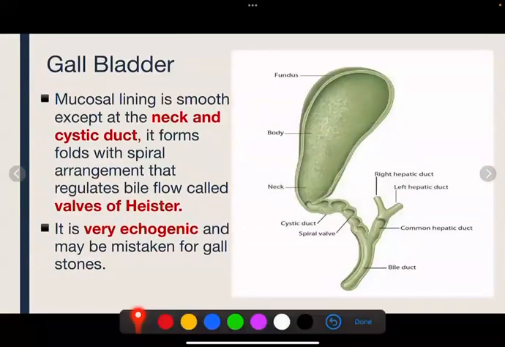Regarding the mucosal lining of the gallbladder, it's usually smooth, except at the neck and the cystic duct, where it will form folds with spiral arrangements. These are the folds with spiral arrangements that regulate the bile flow, and they are called the spiral valves of Heister. They are very echogenic and sometimes may be mistaken for gallstones by ultrasound.